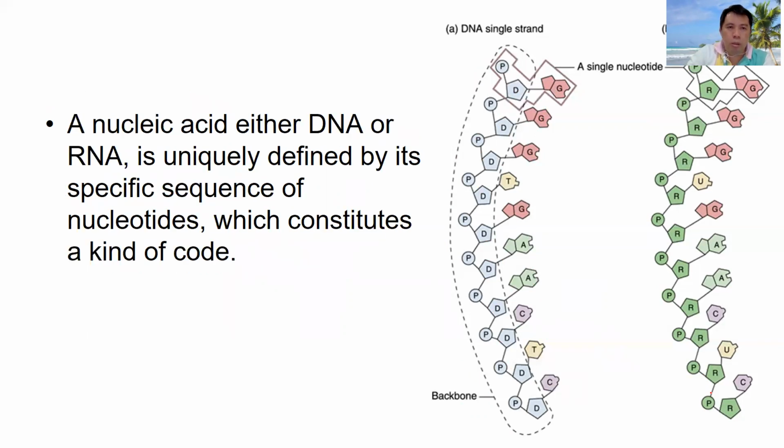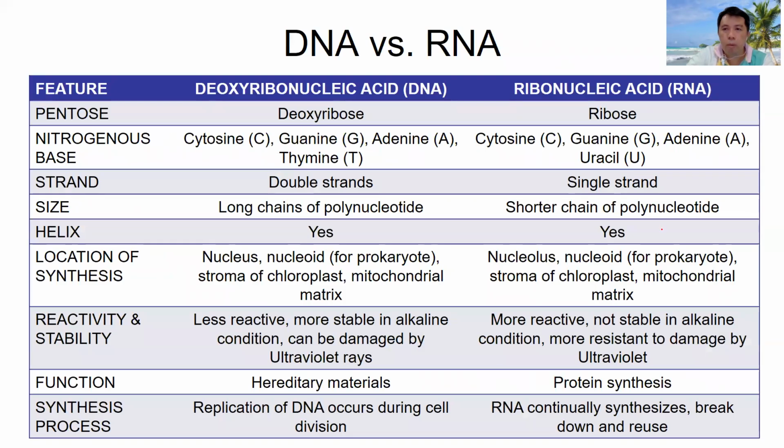So either DNA or RNA, they are uniquely defined by each specific sequence of nucleotides. The unique sequence of these nitrogenous bases actually constitutes a kind of code. And this sequence of nitrogenous bases will determine the primary structure of a protein or polypeptide, that means the amino acid sequence in a polypeptide.